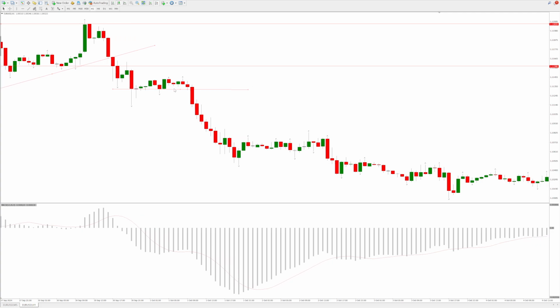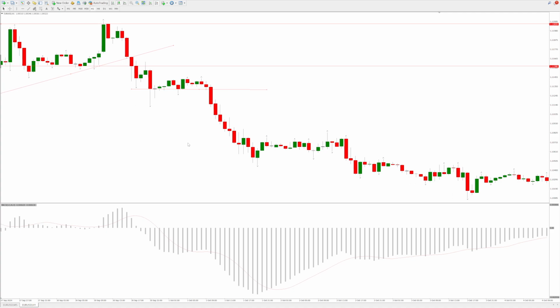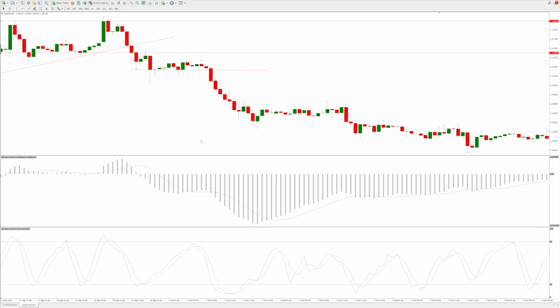There's a limitless amount of ways you can implement fractals into your trading strategies. Just make sure you use other price action analysis and candlestick patterns for confirmation. Other indicators as well, the stochastics here. Stochastic, basically you look to sell when the main line is below the signal line.